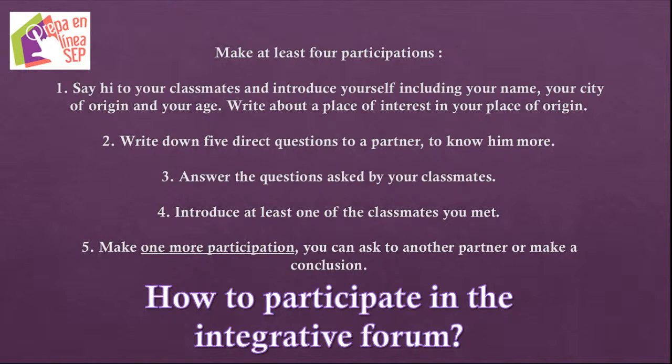Okay? Right? The second participation that I have to do is to write down 5 direct questions to a partner to know him more. So 5 questions. You can use the WH questions. I'm giving you examples every day, a guidance on how to ask and how to participate according to these steps in the integrative forum. So I can ask about the city, what can you do in your city, what do you do on the weekends, what do you love most about your place, or I can ask more about the family, for example, or something more trivial, for example, what is your favorite food, what is your favorite movie. We can ask everything we want to our classmates to know them more. That's the real objective, okay?